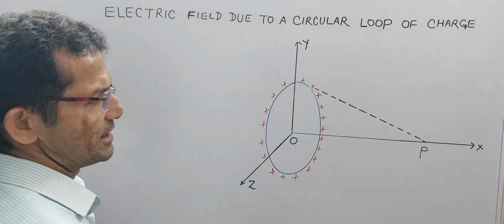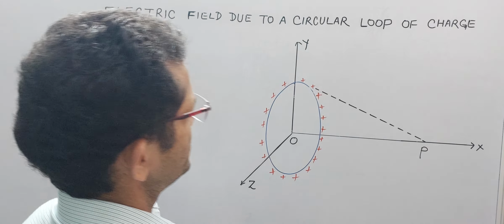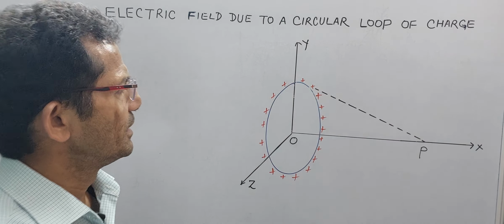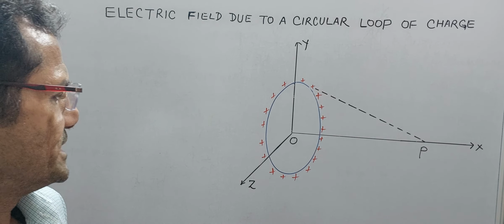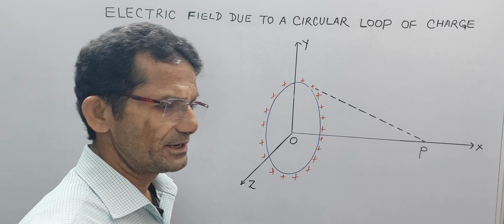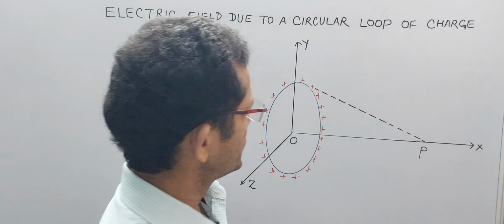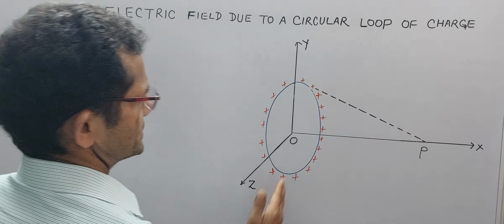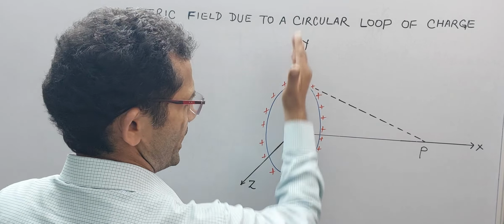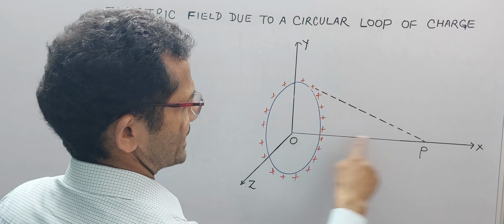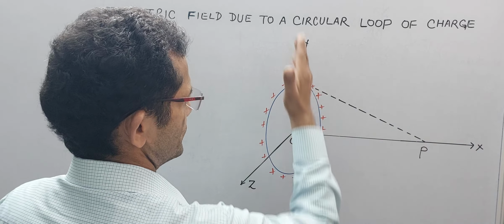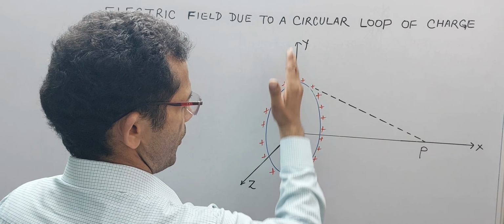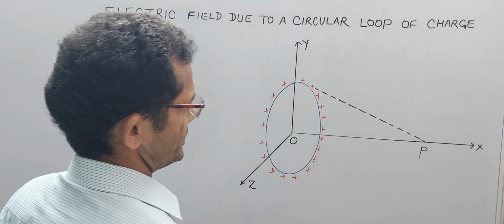So this is our three-dimensional picture. We have placed this ring parallel to the YZ plane. If you imagine this, this is your YZ plane. The YZ plane is normal to the x-axis. This is your x-axis. On the YZ plane, the x-axis will be the normal.